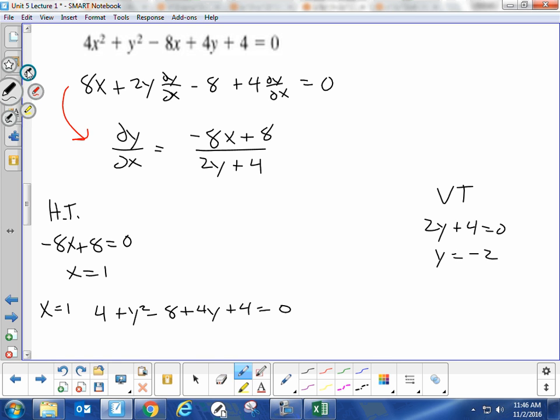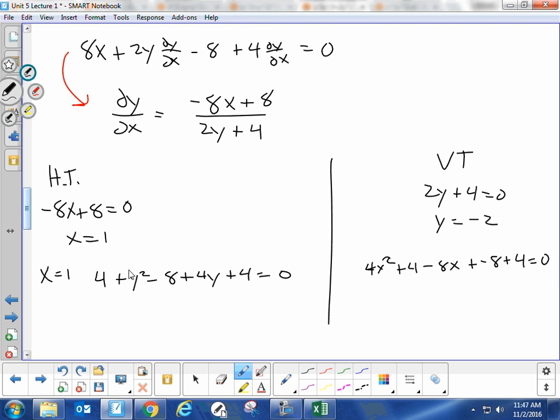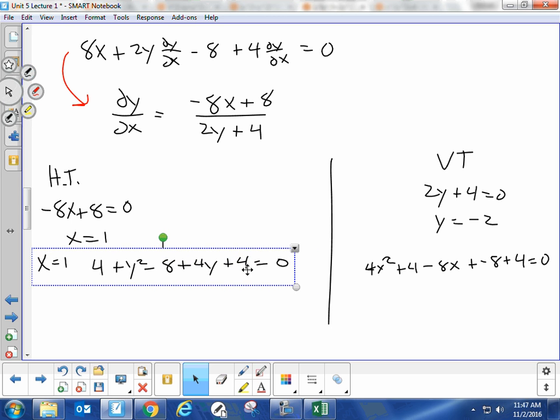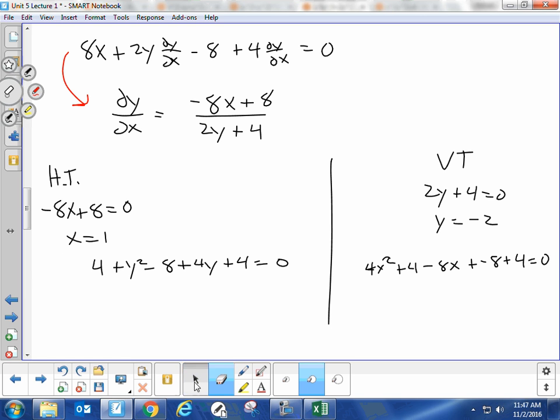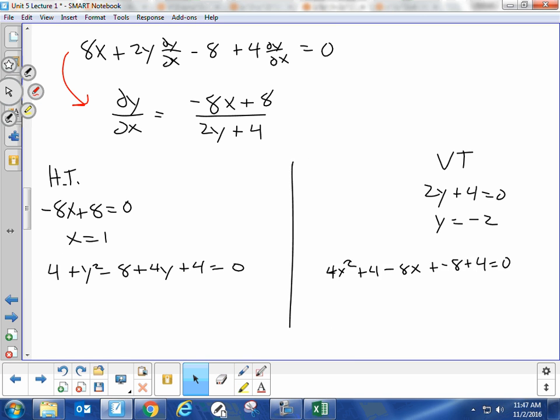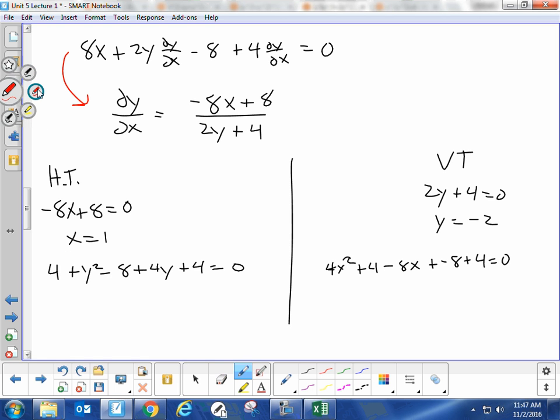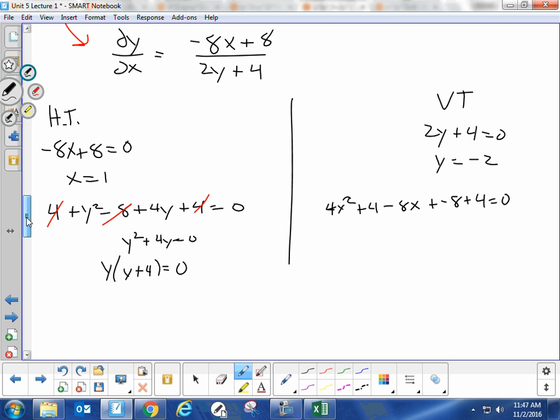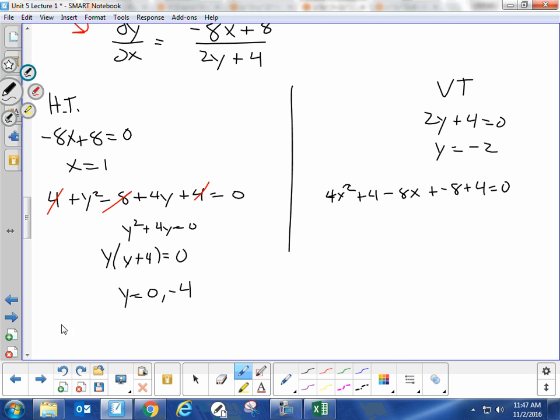If I plugged in negative 2, and this is for y, I'd get 4x squared plus 4 minus 8x plus negative 8 plus 4 equals 0. The negative 8 and the 4 will cancel each other out, just leaving me with y squared plus 4y equals 0. I factor out the y. I get my two y's that go with x equals 1: 0 and negative 4.